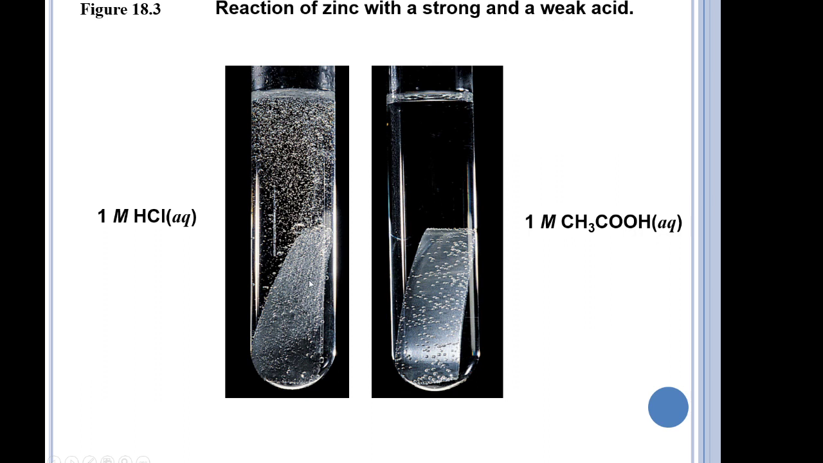So, if I place a metal like zinc, and I'm really doing a redox reaction here, but if I place it in a strong acid, 1 molar of it, and 1 molar of a weak acid, vinegar, the acetic acid found in vinegar, I'm going to get a lot more reaction over here because I have a lot more hydronium to react with the metal.